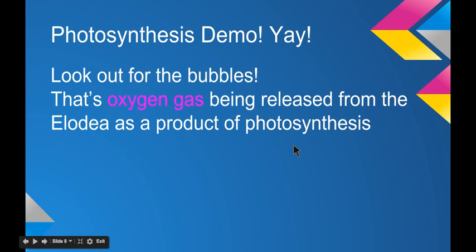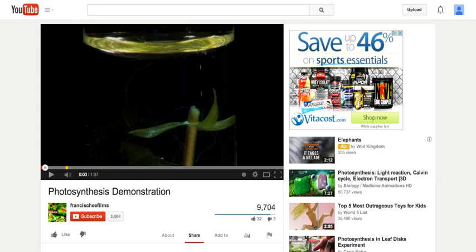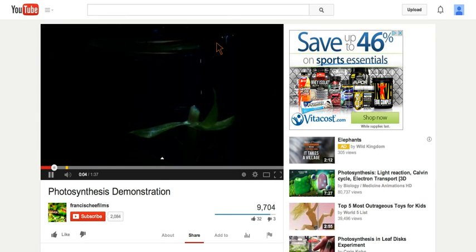We're going to look at a quick photosynthesis demo right now. I want you to be on the lookout for the bubbles that you're going to see. That's the oxygen gas being released as a product of photosynthesis. So here we have a water plant and the light is on.